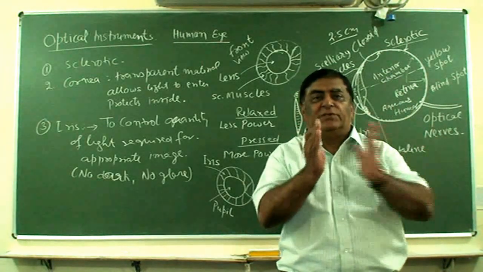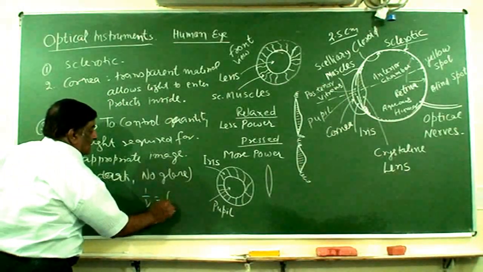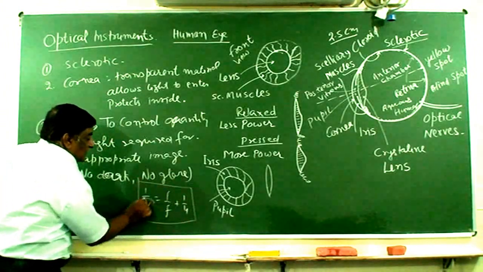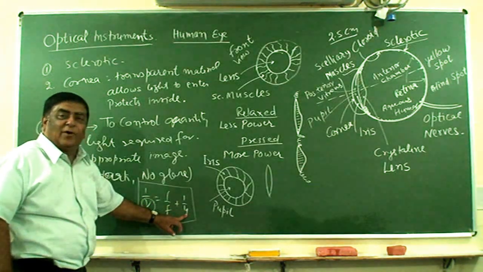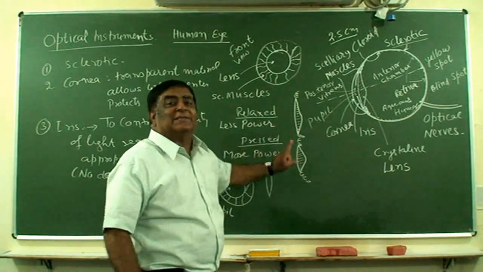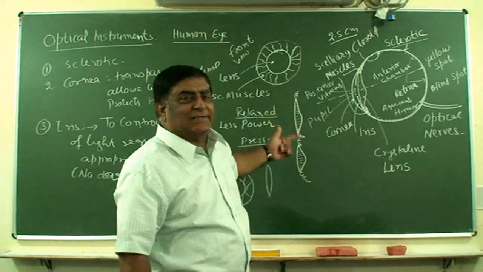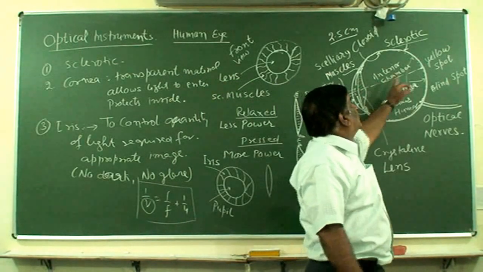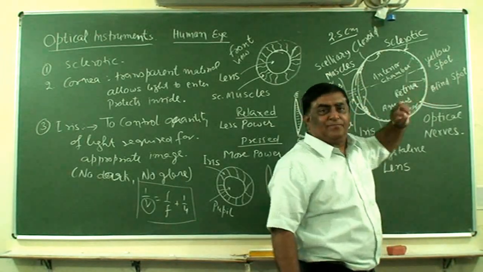The position of the image will change, because the position of the image in a lens depends upon the focal length. This is our formula, so this is the position of the image. It depends upon the focal length and the object distance. That can be adjusted by the lens as per instruction given by the brain. Why should it change? It should change so that a clear and sharp image is formed on this surface, and this surface is the retina.